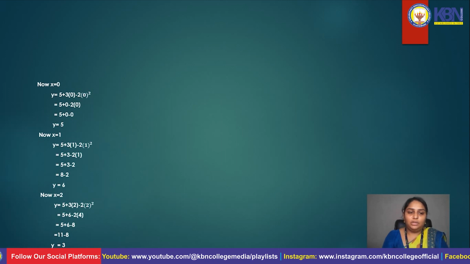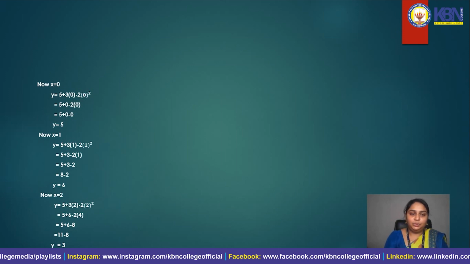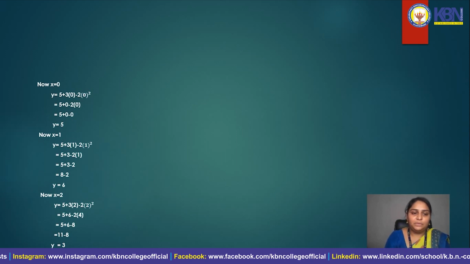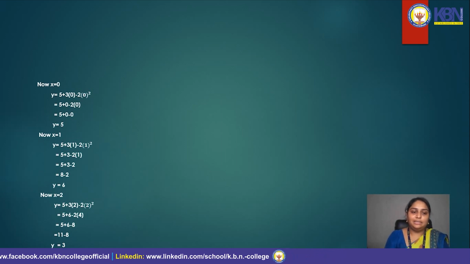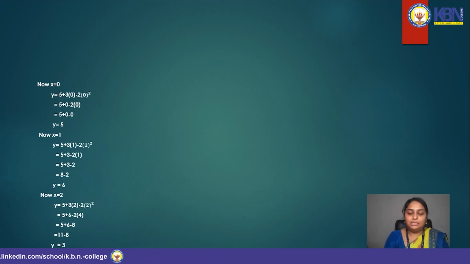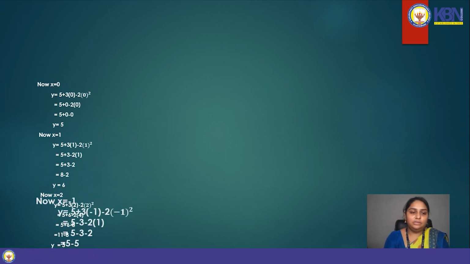Also y is equal to 5 plus 3x minus 2 into x square. Here in place of x we substitute 2. Then we get 5 plus 3 into 2 minus 2 into 2 square. Here 2 square means 4, 3 into 2 means 6. Then the result is 5 plus 6 minus 2 into 4. 2 into 4 means 8. Then the result is 5 plus 6 minus 8, which is 11 minus 8. And then we get y equal to 3. That means when we substitute x is equal to 2, we get y equal to 3.